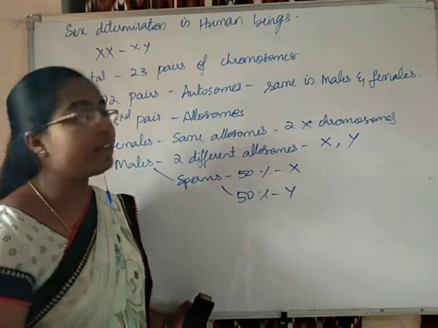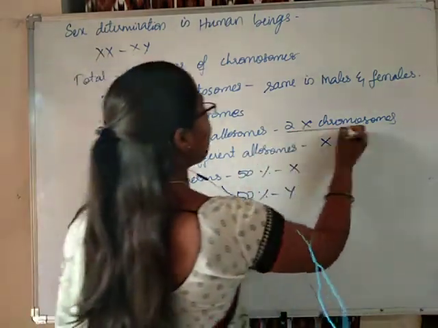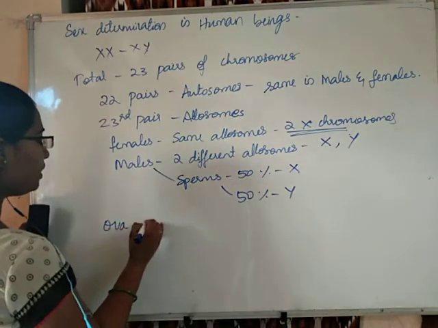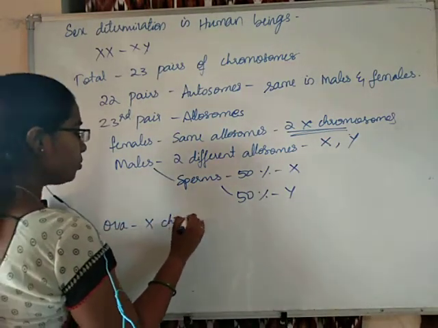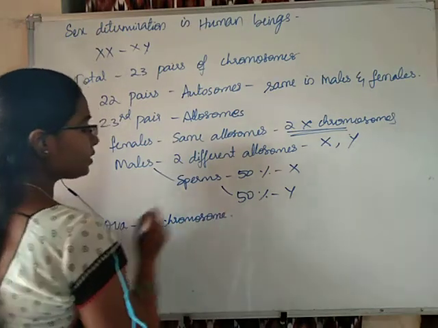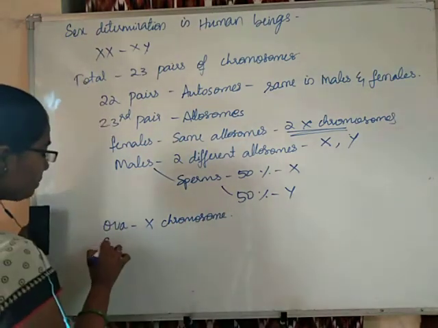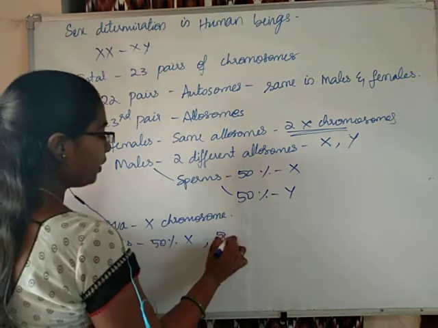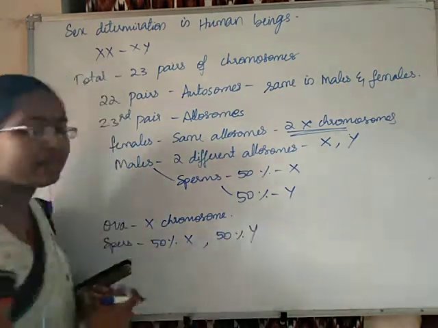But in case of females, all are consisting of X chromosomes. So the ova will always consist of X chromosome only, but the sperms, 50% contain X chromosome, 50% contain Y chromosome.